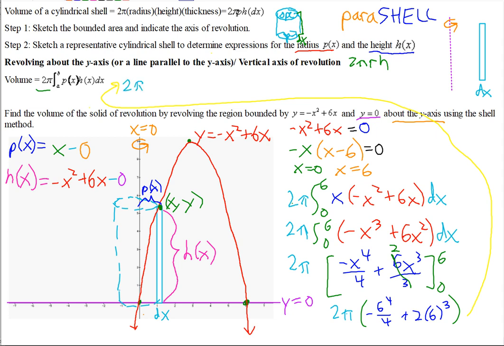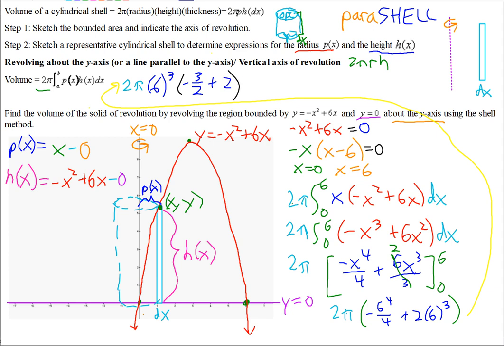And then what you can do to make it easier so you don't have to figure out 6 to the 4th, notice this has 6 cubed, this has 6 to the 4th. So you can actually take out the 6 cubed as a GCF. Make our calculations a little easier. And then notice what's left is there's 1 6 left, so negative 6 over 4 reduces to negative 3 halves, and then plus 2. That's all that's left of that term.